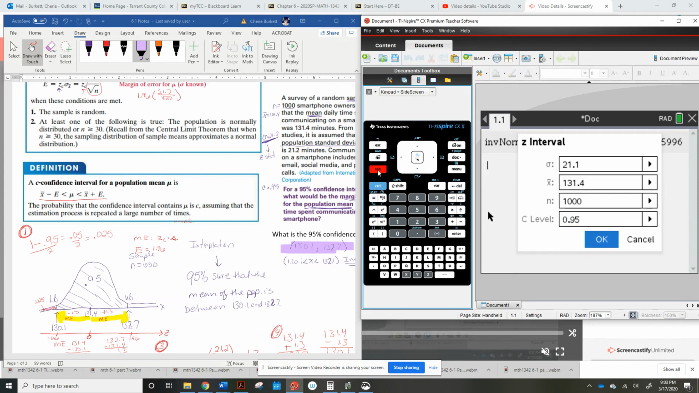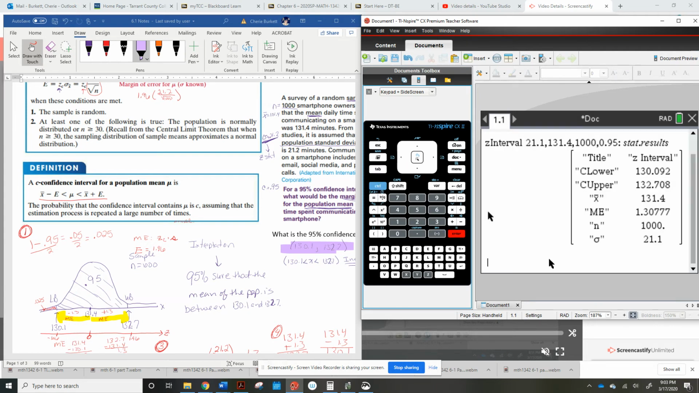And then you tab down to OK, and it gives you your margin of error. This one down here, remember that we calculated our margin of error to be 1.3. There it is, 1.3. It gives you your lower bound, 130.0.9, but round that up to 130.1. And we have 132.7, and they have 132.7. So it gives you your margin of error, your lower bound, and your upper bound. Those are your intervals right there. And that's how you do it.